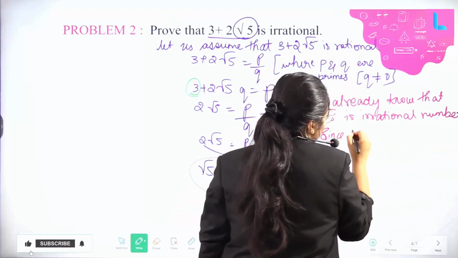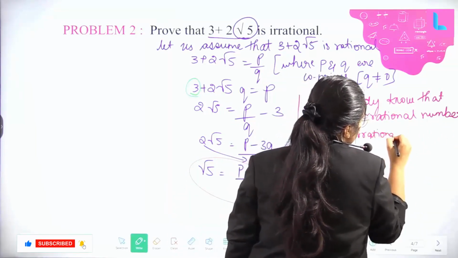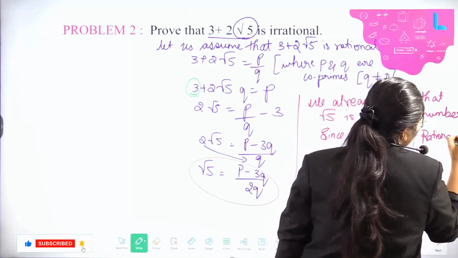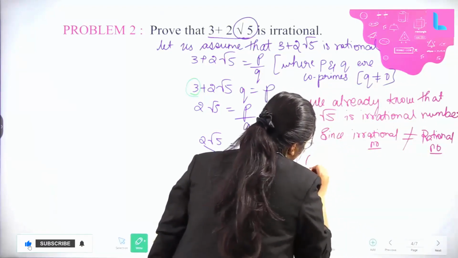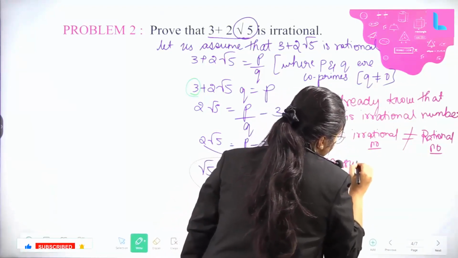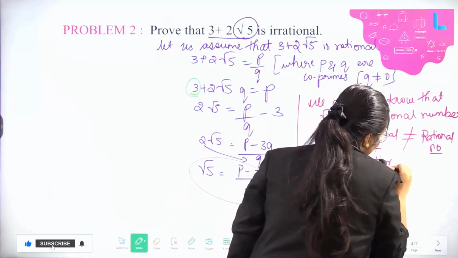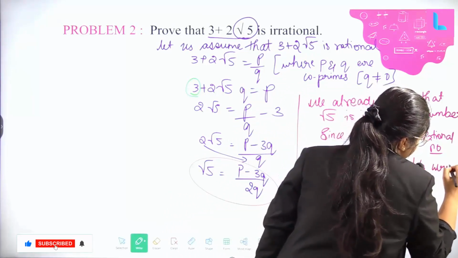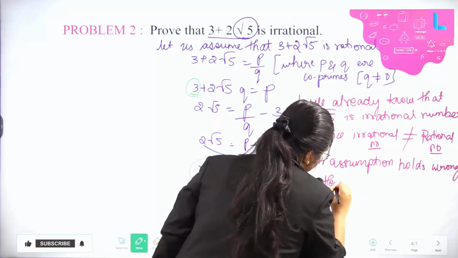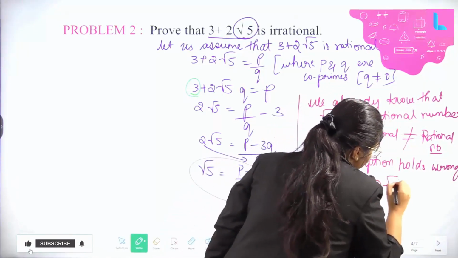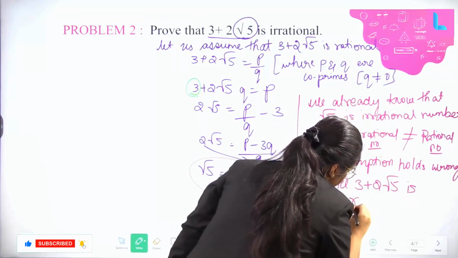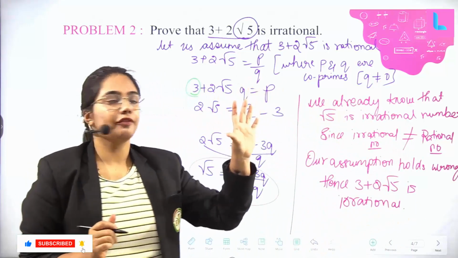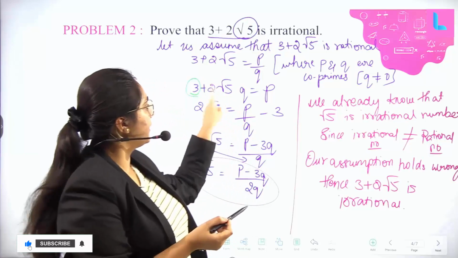Since an irrational number cannot be equal to a rational number, our assumption holds wrong. Hence, 3 plus 2 root 5 is irrational. Okay, the steps: first you have to assume it is a rational number, then just cross multiply whatever it is there.